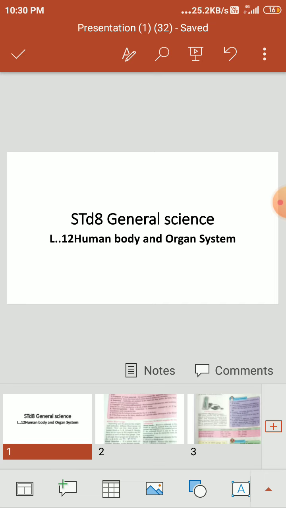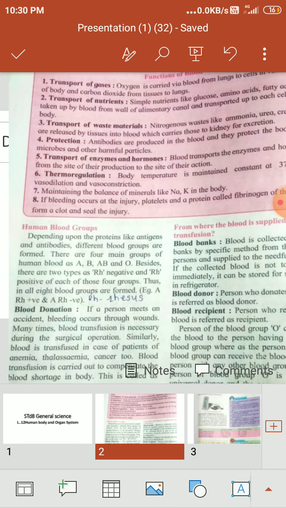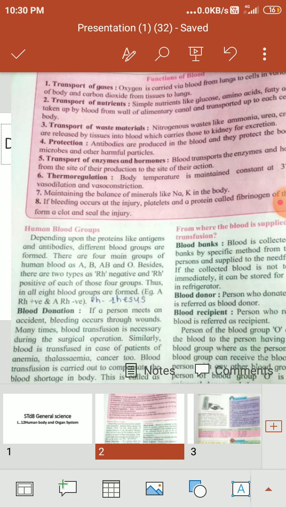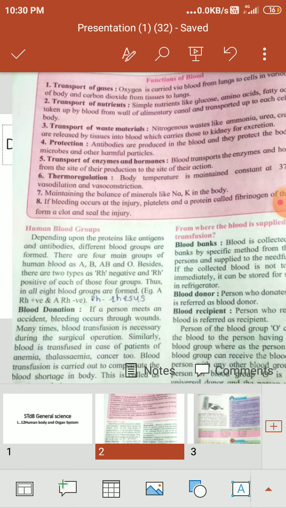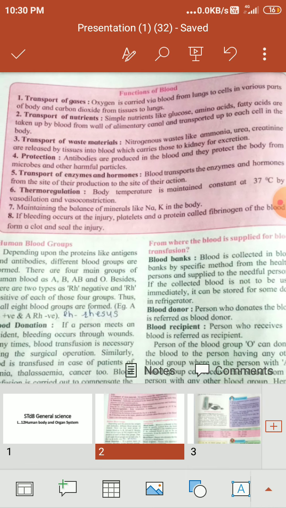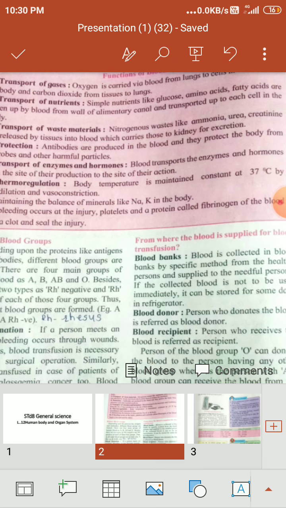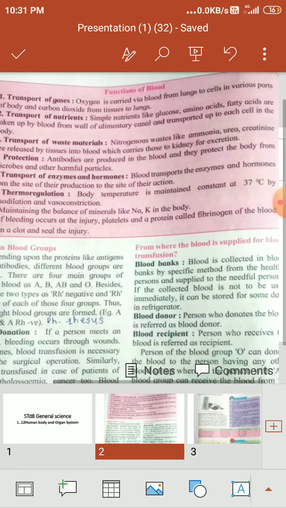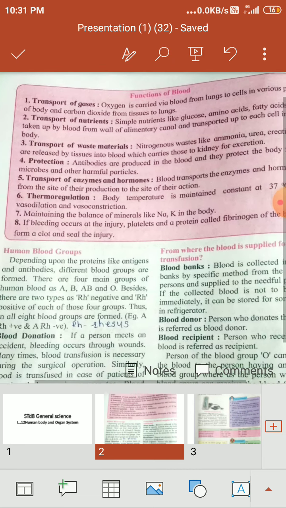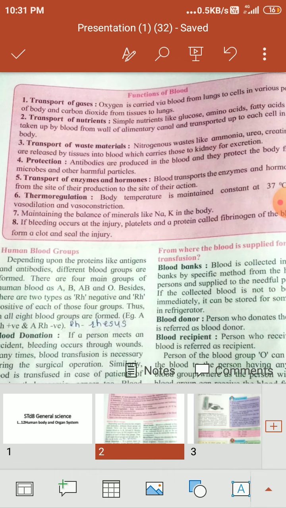The functions of blood. The first one is the transport of gases. Oxygen and carbon dioxide are transported through the blood. Transport of nutrients: many nutrients like glucose, amino acids, and fatty acids are taken up by blood from the wall of the alimentary canal and transported to each cell in the body.